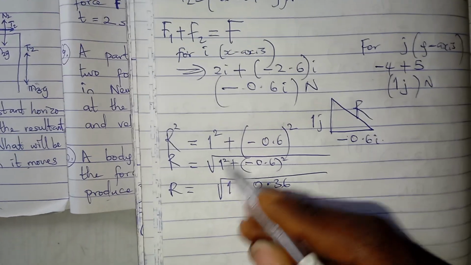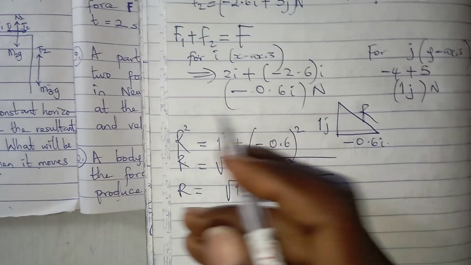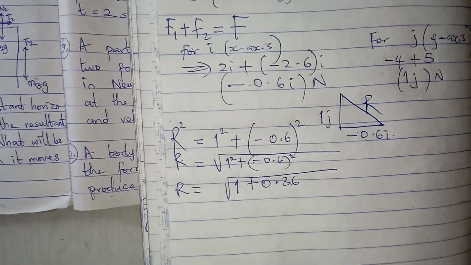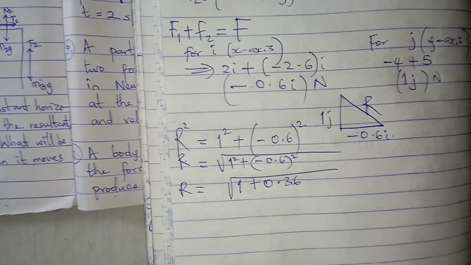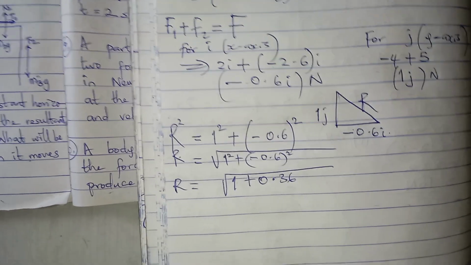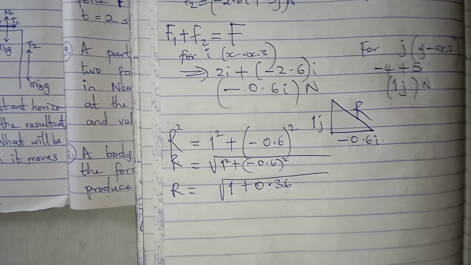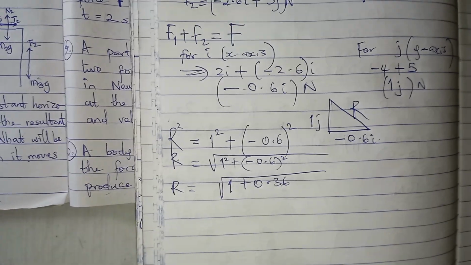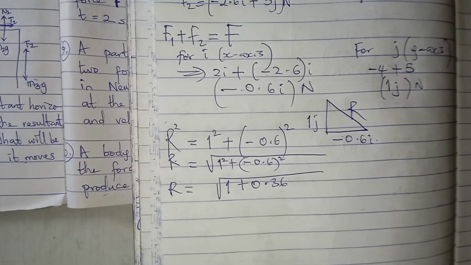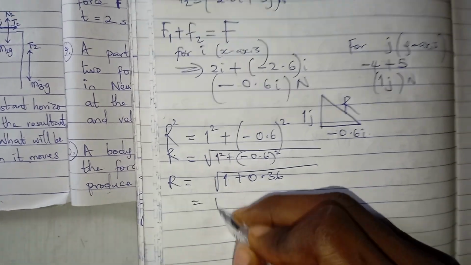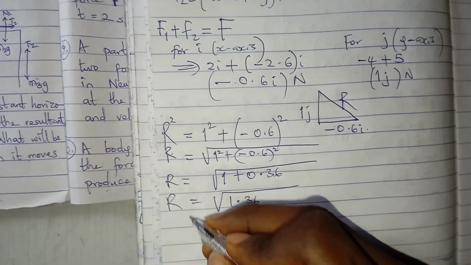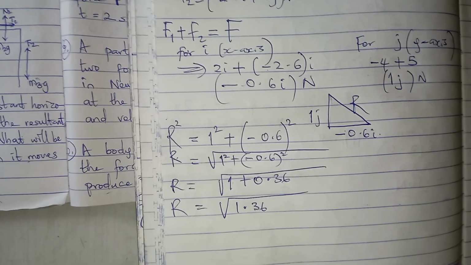Remember why I put square roots: because I take the square root of both sides. This one will cancel. Guys, go and check my video on Pythagoras, on cosine angle and sine angle, everything on vectors. Check my video on vectors. So 1 plus 0.36 should be 1.36, so R equals root of 1.36. So let's do the roots.